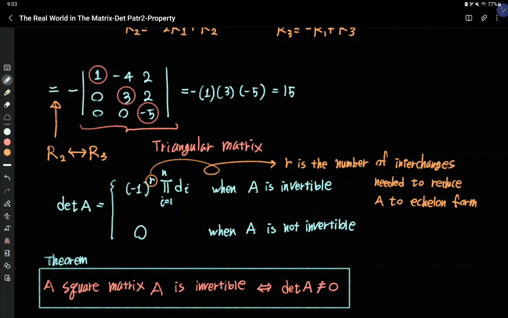So when A is invertible, the determinant of A can be expressed like this. It's much easier than finding the determinant of A using cofactor expansion, right? But what if A is not invertible? Then the number of pivots is less than the number of columns, which means that when you reduce matrix A to the echelon form, one of the diagonal entries must be 0. That's why the determinant of A is 0. That's why a square matrix A is invertible if and only if the determinant of A is not equal to 0.